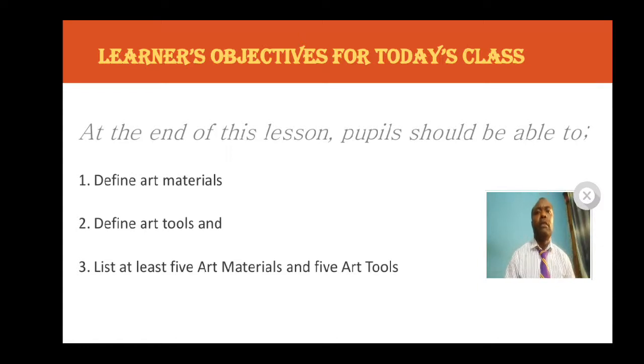These are the things we must know after this lesson is over. 1. We should be able to define art materials. 2. Define art tools. And 3. List at least 5 art materials and 5 art tools. You should be able to do this at the end of this class. So you should be attentive to this lesson.